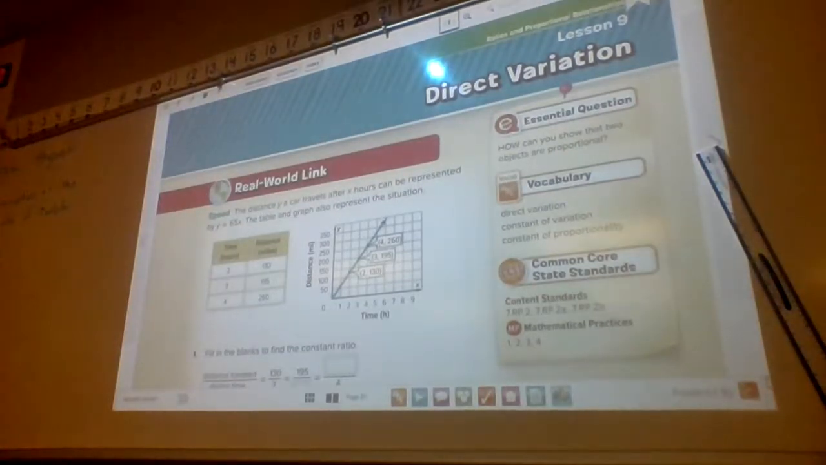So we're going to do direct variation. This is stuff you have done. It is actually going to be almost identical to finding slope. Well, not finding slope, but it's the same thing as slope, constant rate of change, and finding out if something is proportional.